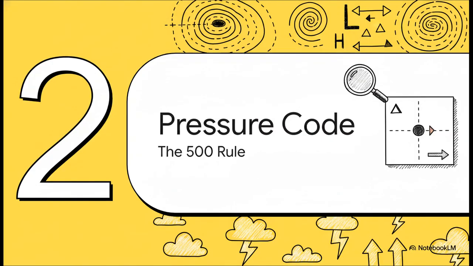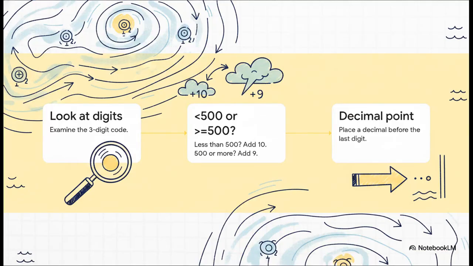Moving on to Section 2, cracking the pressure code using the 500 rule. So sea level pressure is shortened to a 3-digit code on these maps just to save space. To turn it back into millibars, we use a cheat code called the 500 rule. It's pretty straightforward. Step 1, look at your 3-digit number. Step 2, if that number is less than 500, you add a 10 to the front of it. If it's 500 or more, you add a 9. And finally, Step 3, just drop a decimal point right before the last digit. It is such a clever way to save space once you get the hang of it.